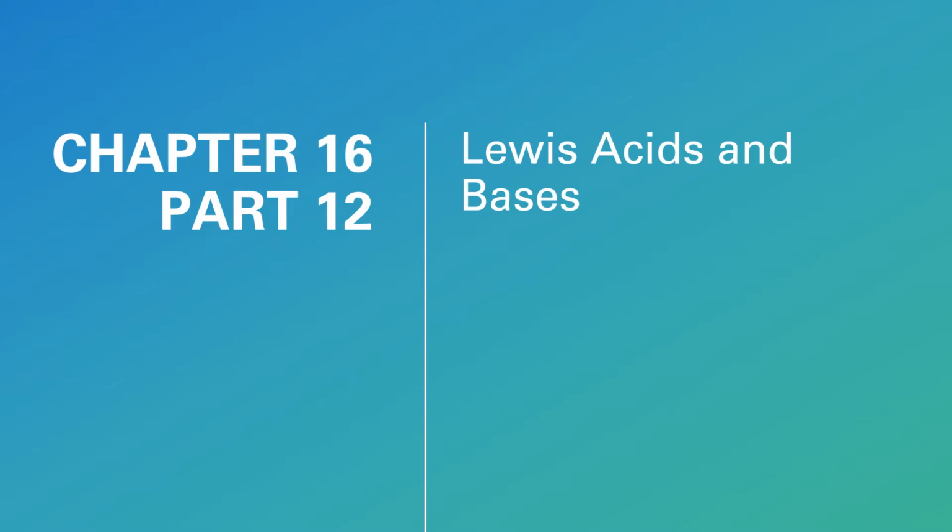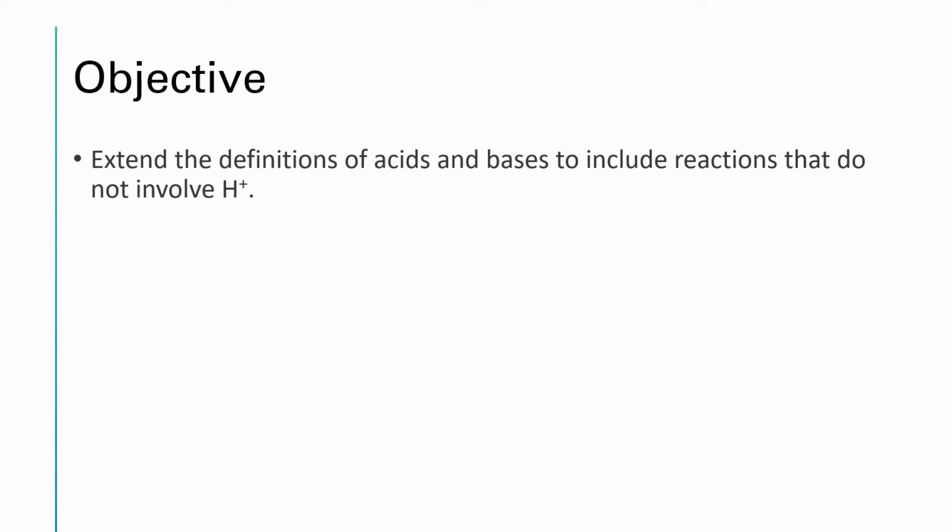Well, with the Lewis definition, we're going to be able to expand what we consider to be an acid and a base, really expanding what we consider to be an acid, because an acid does not have to just have hydrogen ions or be a proton donor. It could be any sort of a substance that can accept an electron lone pair. This opens up a whole new world of compounds that we could consider to be acids. Our objective is to extend the definitions of acids and bases to include reactions that do not involve hydrogen ions, and so this will be the Lewis acids.